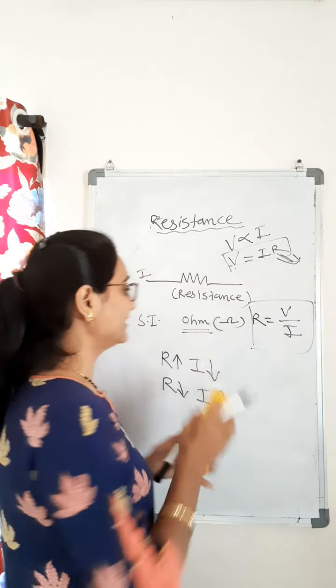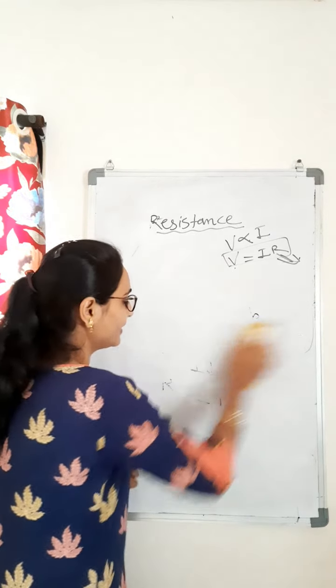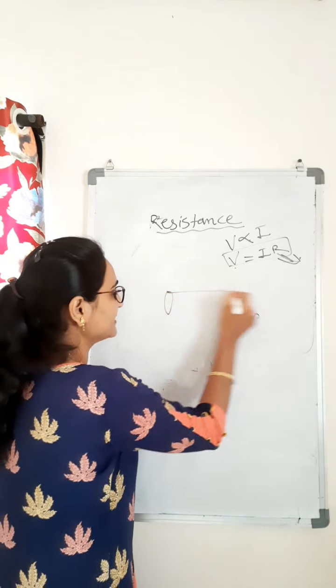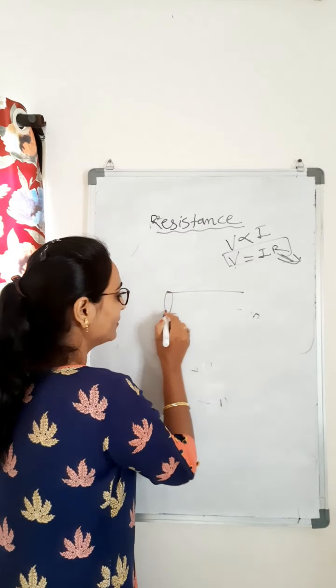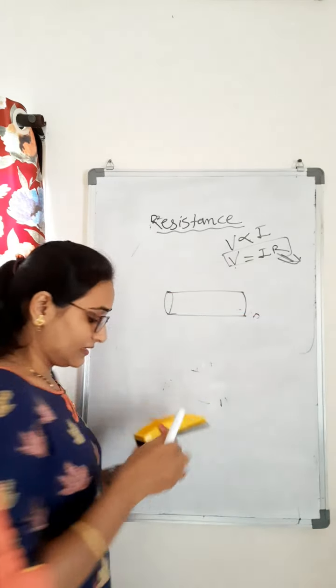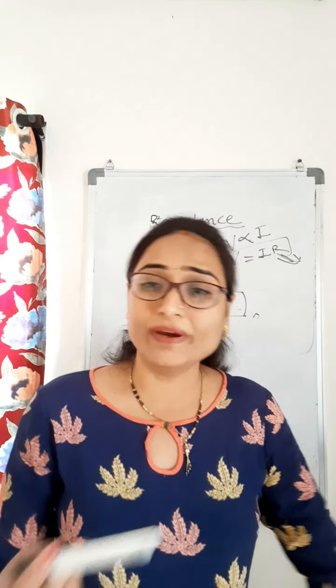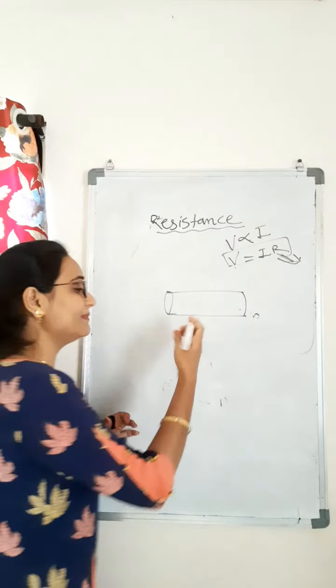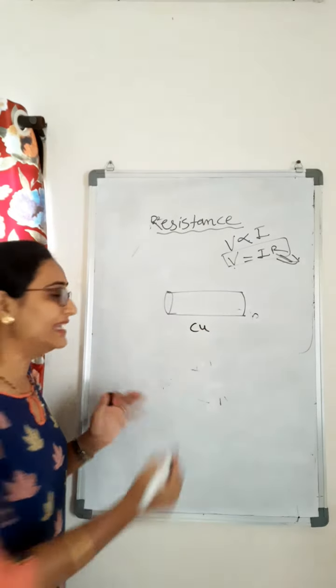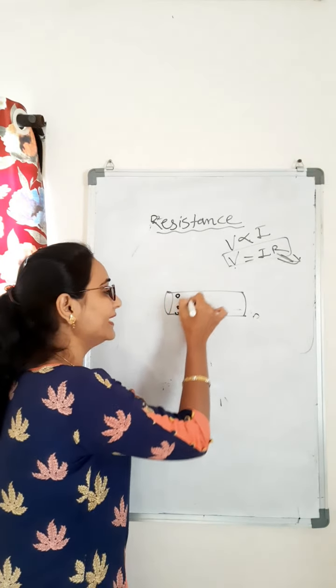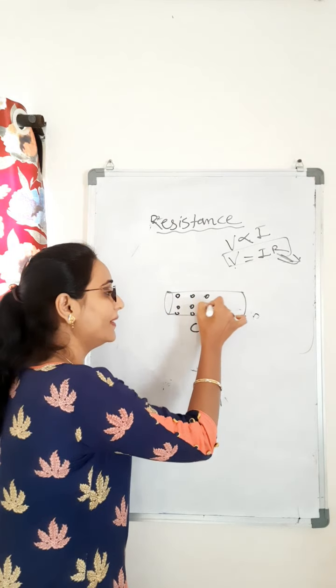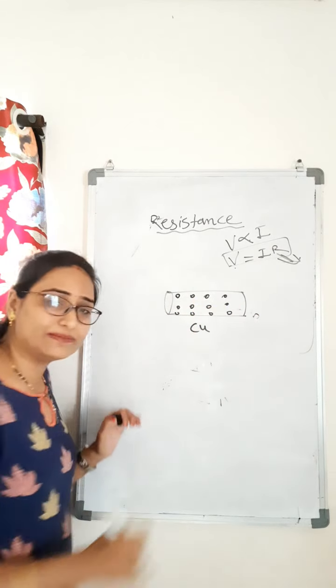Because we have a conductor. Now what do you think? If I have one conductor, what is this conductor made up of? Suppose I have a copper conductor. This copper conductor is made up of definitely the copper atoms. These are the copper atoms.